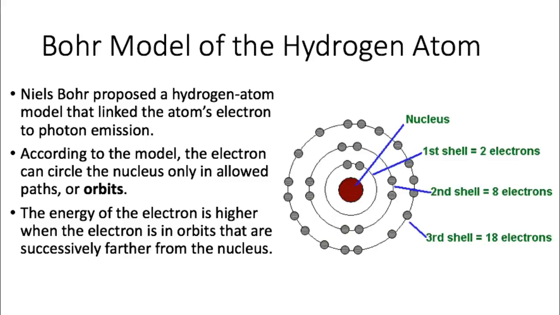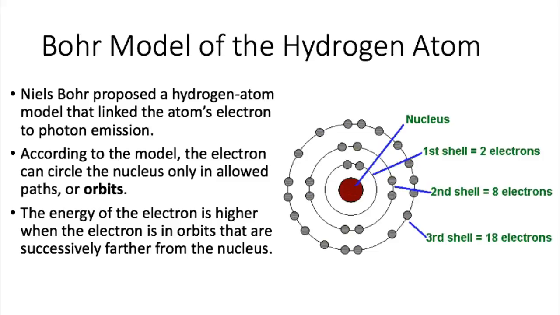So Niels Bohr proposes that a hydrogen atom model is linked to the atom's electron and photon emission. According to the model, the electrons can circle the nucleus only in certain paths or orbits. So these electrons can only travel around in these rings, and our first shell holds 2, our second shell holds 8, and our third shell holds 18.